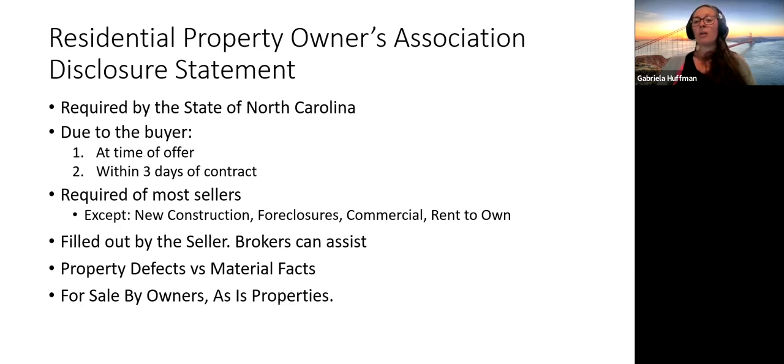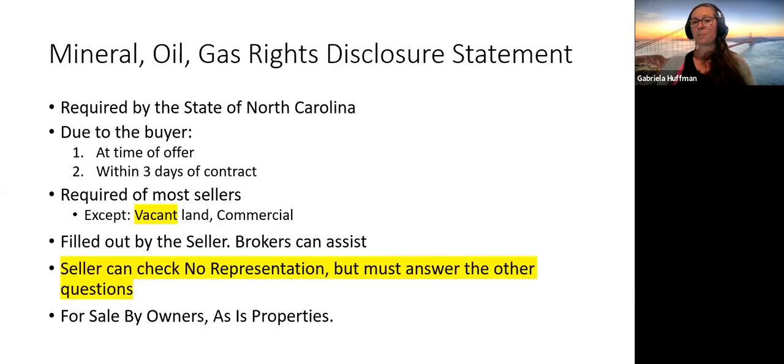So do for sale by owners have to do this? Yes. If they don't fall under one of the exemptions, yes. So as a buyer's agent, assisting a buyer in buying a for sale by owner, you still need to make sure these documents get to your buyer by their due dates. What about as is properties? Do they have to do the RPOs? Yes, they do. So make sure you go back to reread the section on who's required, of most sellers, and who the exemptions apply to.